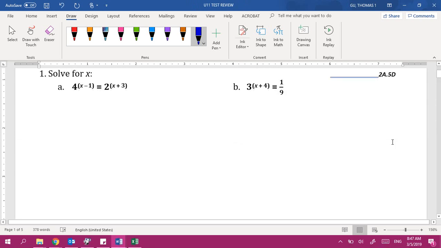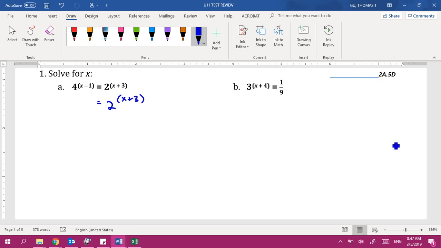So on the right side we already have a base of 2: 2 raised to the x plus 3. On the left side we're going to change 4 to have a base of 2. So if I change 4 to have a base of 2, what exponent do I have to put on this 2 to make it into the original 4? 2, right. So this is 2 squared, right?